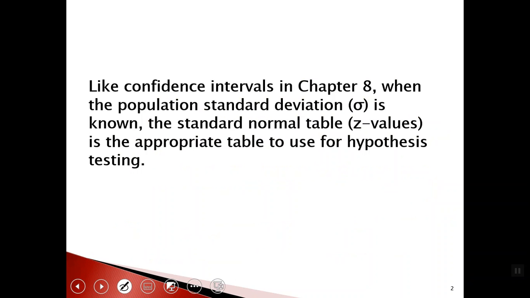Confidence interval, which you have done in chapter 8, I think you may remember that. Population standard deviation, which is sigma, is known. These are really important. And we are dealing with the standard normal table, the Z values. Do you remember that standard normal table? It is the appropriate table to use in this hypothesis testing.